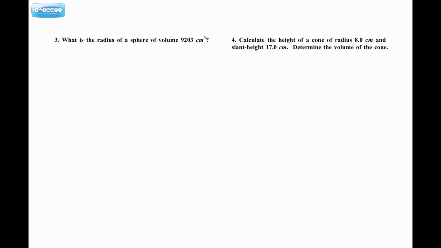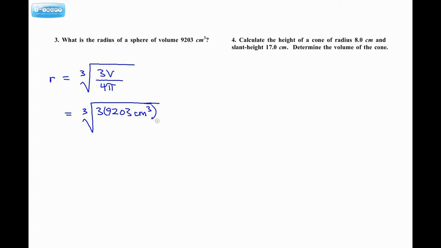Number 3, what is the radius of a sphere of volume 9,203 cubic centimeters? So if we use the formula that we derived before, the radius of a sphere is given by the cube root of 3 times its volume divided by 4 pi. Okay. Well, really volume is the only variable here, so I'm going to substitute that in. Okay. So this is 3 times 9,203 cubic centimeters.